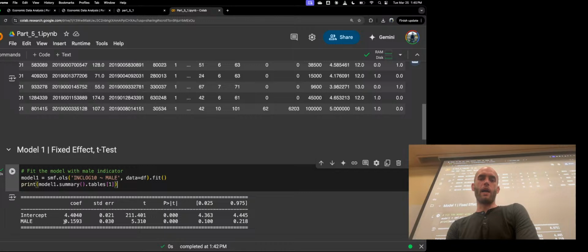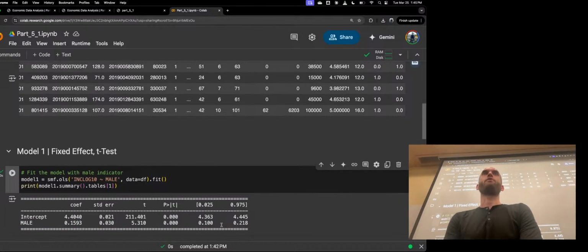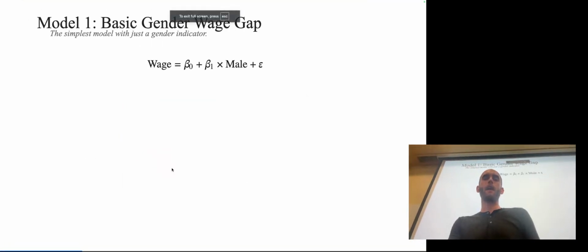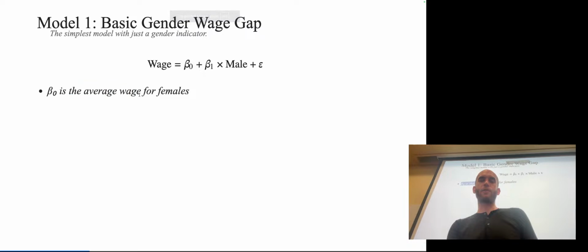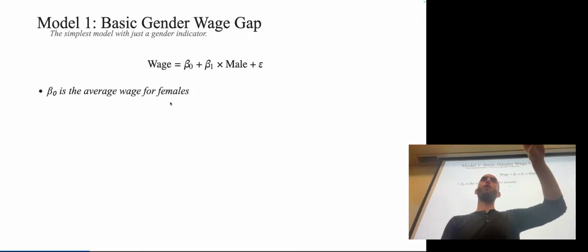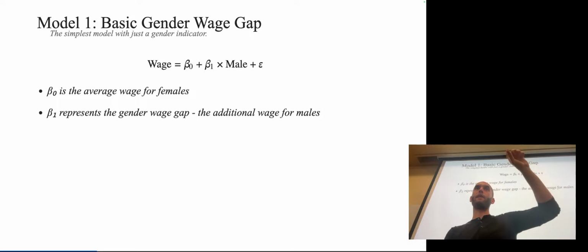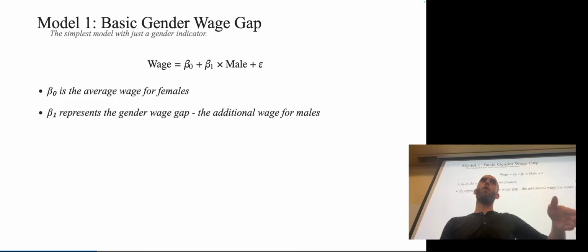Okay, so great. So this is the result of our model. Any questions here? Two-sample t-test. We're just checking for differences between the two groups. And the way we interpret this, beta 0 is just the average wage for anyone coded as 0 in the data, which in this case is female. Beta 1 represents the difference, sort of the additional wage associated with being coded as 1 in the data.